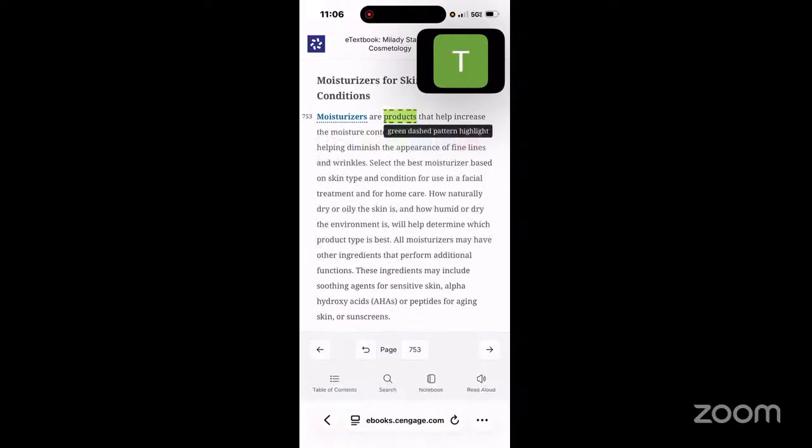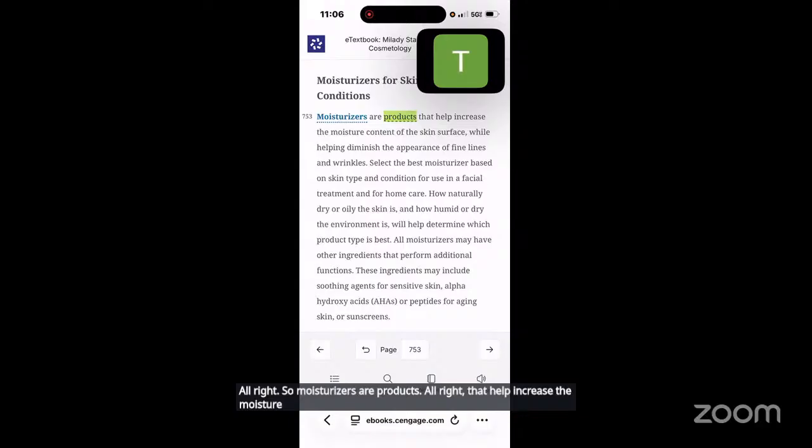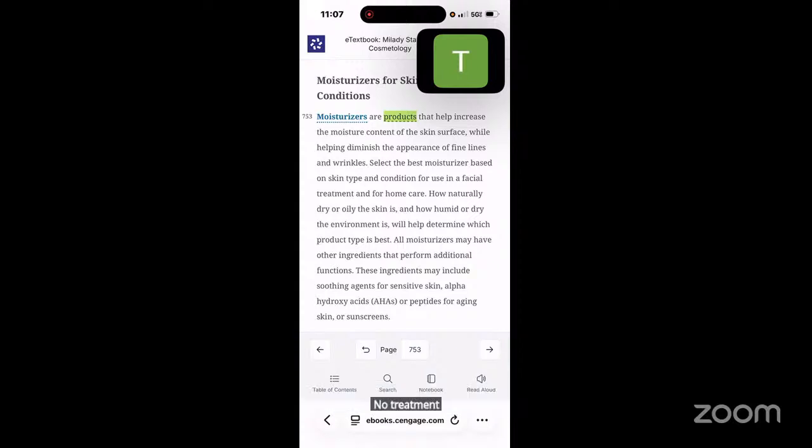All right. So moisturizers are products that help increase the moisture content of the skin. You've got to have a moisturizer. Sometimes people are just going to use a cleanser, a toner, and a moisturizer. Sometimes that's all they're going to need. They want a quick, fast service. They just want a quick cleanse, no treatment, no extractions, just a moisturizer.